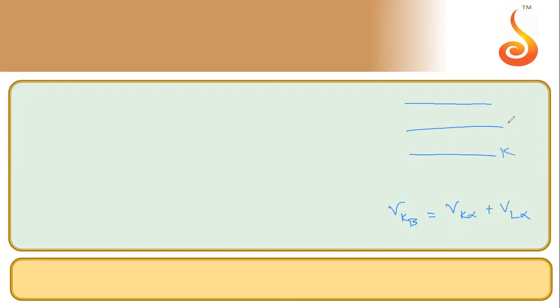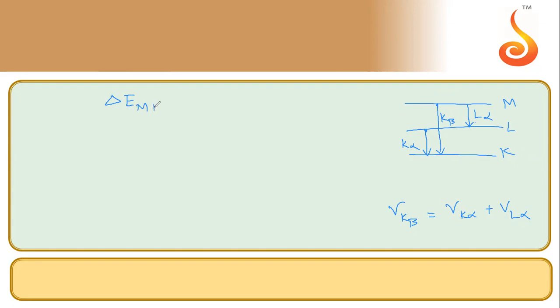So let's say this is K shell, L shell, M shell. When an electron moves from L to K shell, this leads to emission of K alpha X-ray. From M to K, it leads to emission of K beta X-ray line. From M to L, it leads to emission of L alpha.